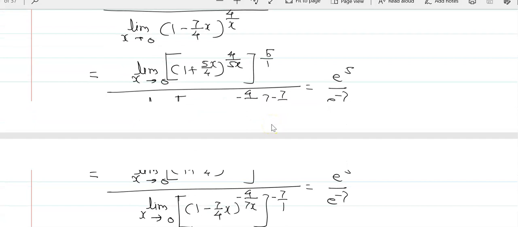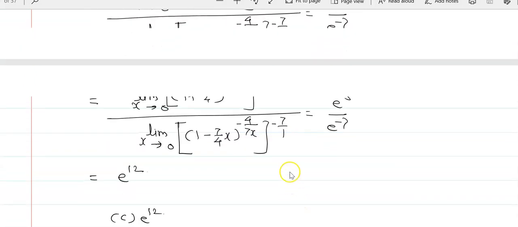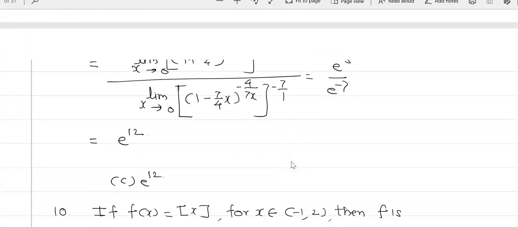for the denominator, what is here? 1 minus 7x upon 4, and bracket is to the power 4 upon x. That is the limit x tends to 0, 1 minus 7x upon 4, power minus 4 upon 7x, power minus 7. Therefore, here you will get e raised to 5, and in the denominator e raised to minus 7. And overall, you will get e raised to 12. Therefore, the option C is the correct one.